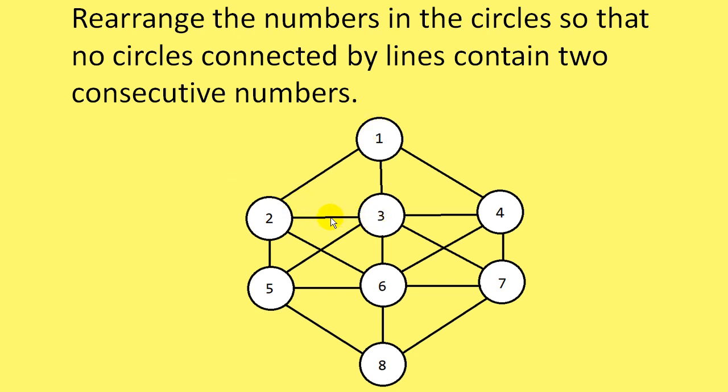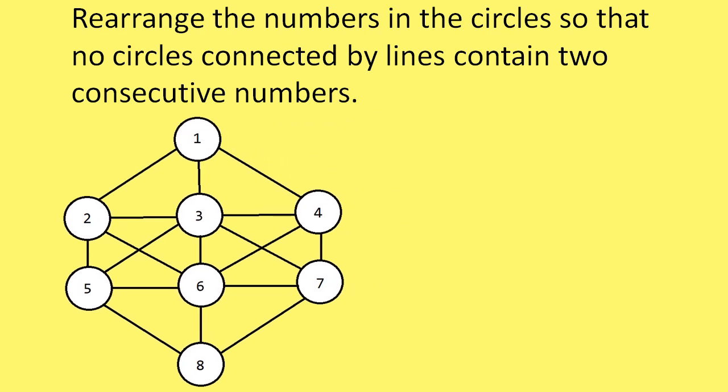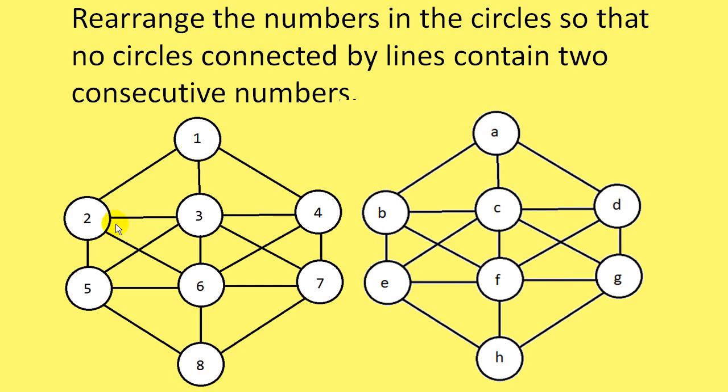2 and 3 are consecutive and they're joined by a line. So we've got to rearrange these numbers in such a way that no consecutive numbers are next to each other. To do this, I'm going to write a program. What I want to do is replace these numbers with variables, so we can have the program change the numbers very quickly and try all the combinations for 1 through 8 in all of these different areas to see which ones might be possible solutions.